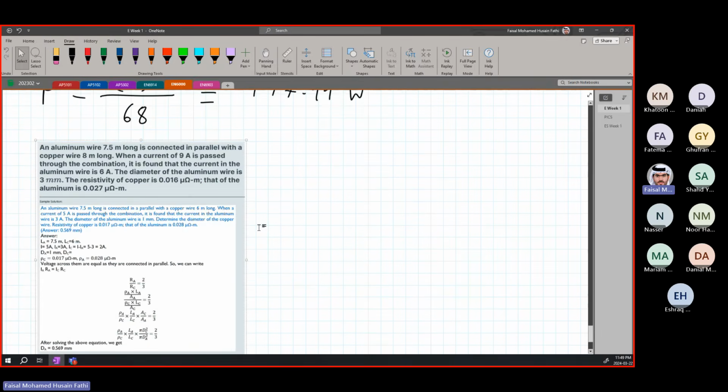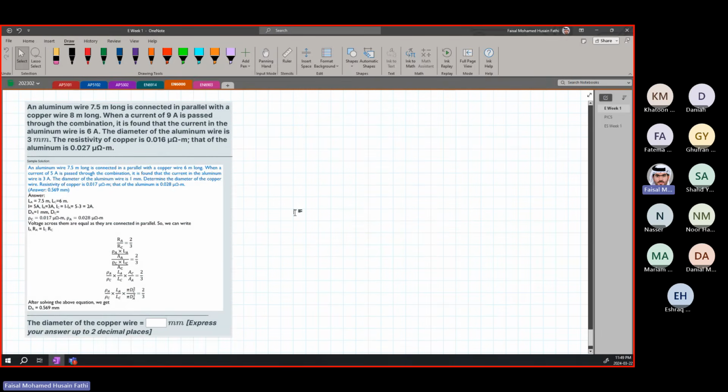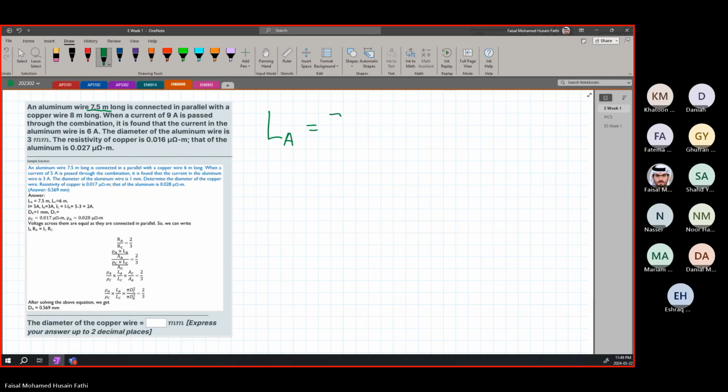All right. Let's solve this question. An aluminum wire. This will require a little bit of focus so you guys don't get too confused. An aluminum wire 7.5 meters long. So first of all, we are given an aluminum wire of 7.5 meter length. So the length of the aluminum wire is equal to 7.5 meters. It's given in meters, so there's nothing we need to change about this.